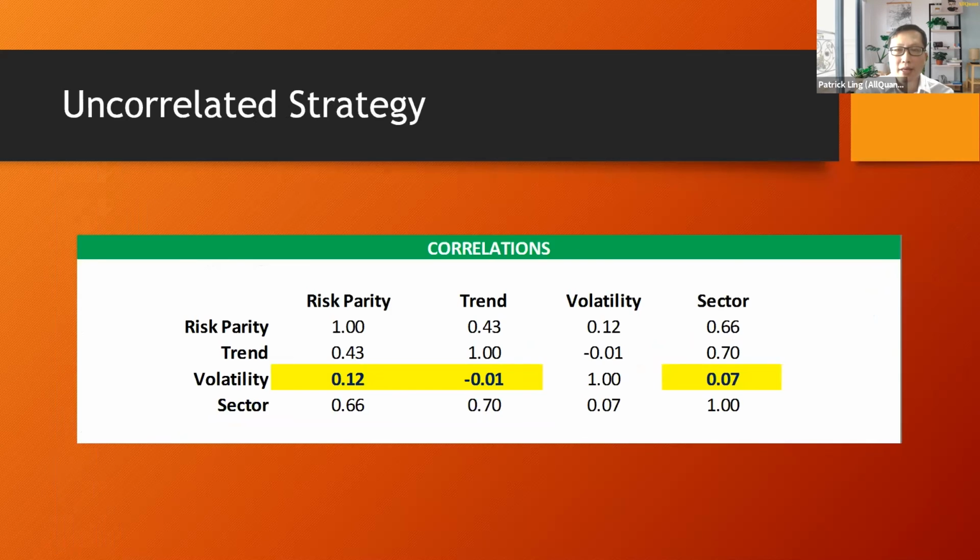Apart from being a hedging tool for equity exposure, volatility is also useful as part of a portfolio because it is uncorrelated to many other strategies. This is a correlation table for some of the strategies that we developed at AllQuant. You can see that our volatility strategy has very low correlation with our other strategies. This is a very rare quality for any quantitative strategy that you can develop. Very seldom can you find one that really has very low correlation with other strategies that you already have.